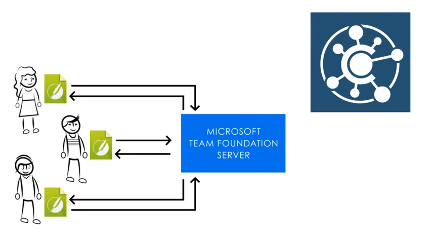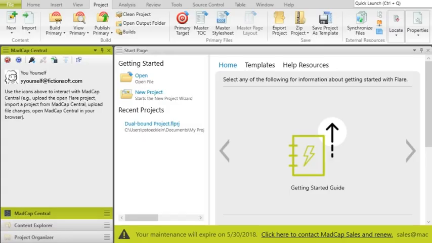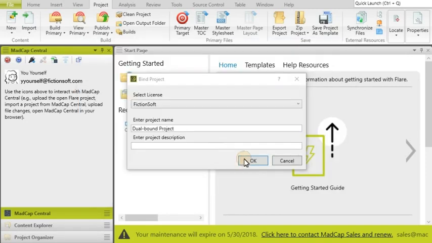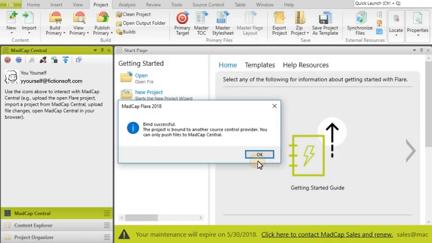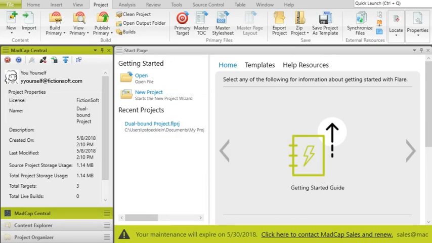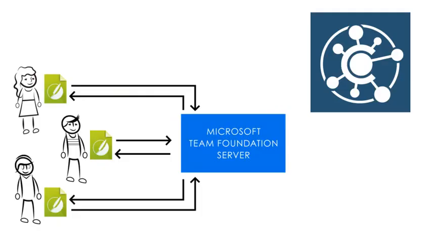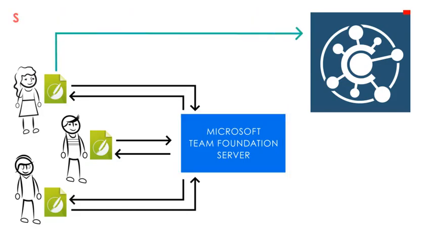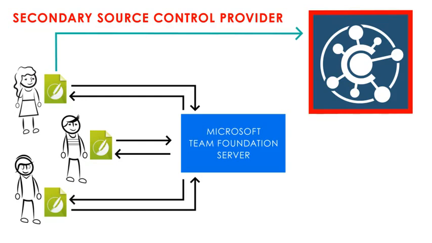As the documentation team lead, you upload your Flare project to Central using the MadCap Central window pane in Flare. This creates a copy of the project in Central with a connection to your local Flare project. So now you have 2 bindings. Team Foundation Server is the first binding and remains your primary source control provider. The connection between Flare and Central serves as a secondary source control provider.